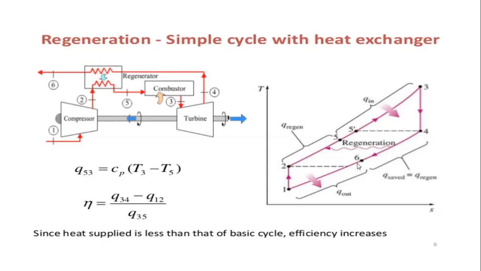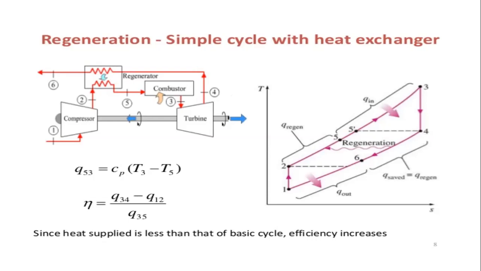This 4 to 6 is nothing but making use of the energy from the flue gases. If it was not so, the gases would have been let out at 4 and this energy from 4 to 6 would have been wasted. So regeneration is basically an energy recovery technique so that the efficiency of the gas turbine power plant improves. How does it improve?